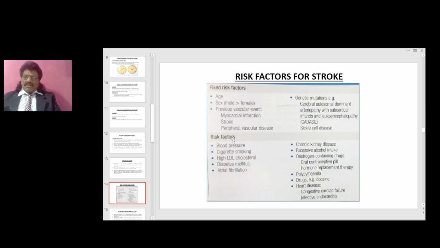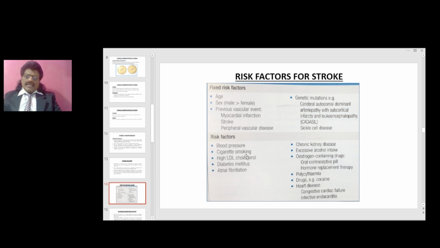The modifiable risk factors could be blood pressure, cigarette smoking, and I would like to emphasize blood pressure. The blood pressure or the hypertension is the single most important modifiable risk factor for stroke. I repeat, hypertension is the single most important modifiable risk factor for stroke. For myocardial infarction, it is dyslipidemia. So as risk factors we always have to consider blood pressure, cigarette smoking, low HDL cholesterol, diabetes mellitus and atrial fibrillation.